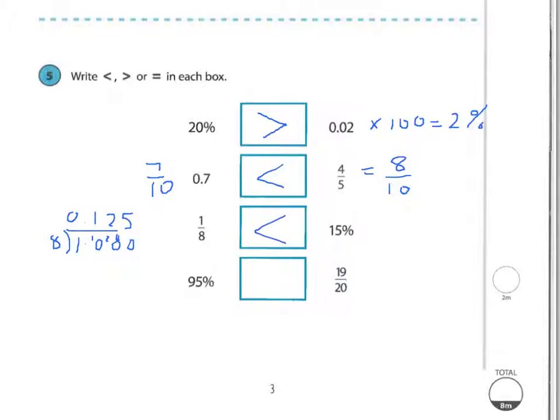And finally, 95% and 19/20ths. Well, if I was to turn this into a fraction that had 100 on the denominator, I would do this by multiplying top and bottom by 5, and 5 19s are in fact 95. So 95% and 95 hundredths are in fact the same.